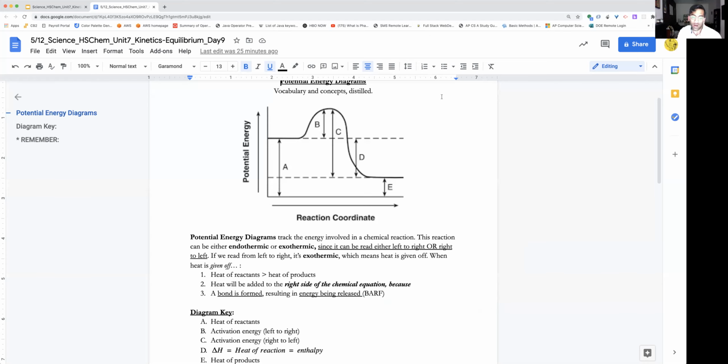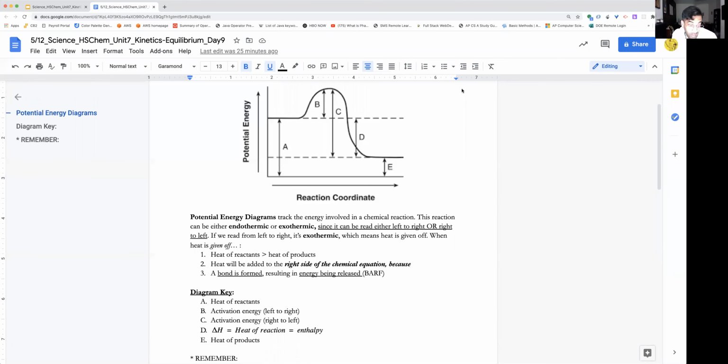Now we know what's going on, and our next task is to put some vocabulary to this, and I have a little key for you. So we know that A, or this line right here, represents the heat of reactants. All right, that's my heat of reactants right here.